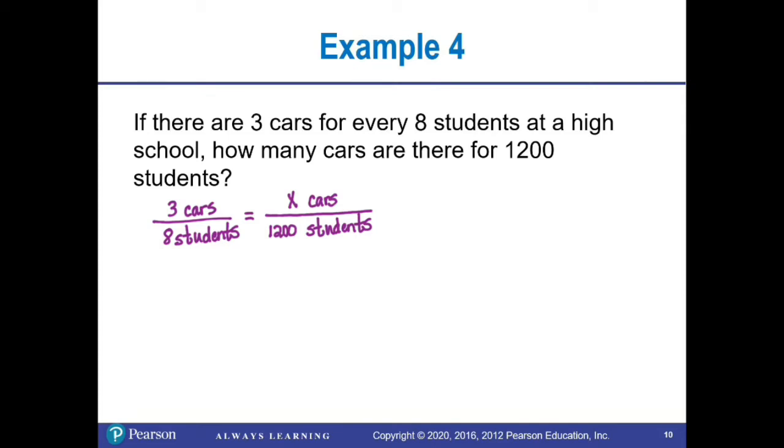So notice that my matching pieces are in the same places. The number of cars is in the top of both ratios, and the number of students is in the bottom of both ratios. Use your cross products to solve. 3 times 1,200 equals 8 times x. 3 times 1,200 is 3,600. Use your scratch paper and divide both sides by 8, and so we get 450 for x. That tells us there are 450 cars.